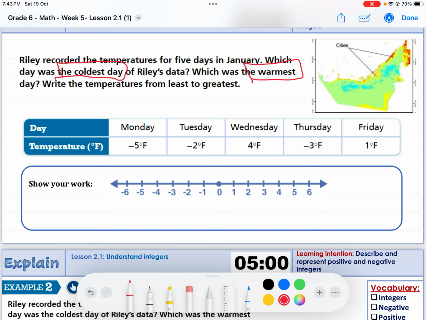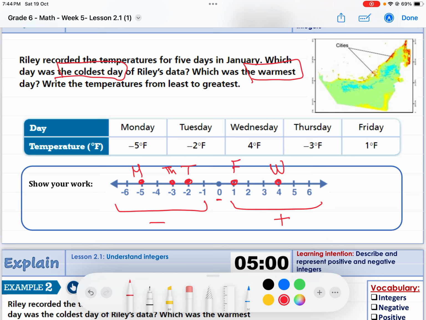Okay, so we will draw a number line. In the middle we have 0. To the right of 0, we always have positive integers. To the left, we have the negative integers. So let's plot the integers. On Monday, it was -5. So there you go, that's Monday. On Tuesday, it was -2. I'm going to call it T for Tuesday. On Wednesday, it was 4. Thursday, it was -3. Let's call it TH.